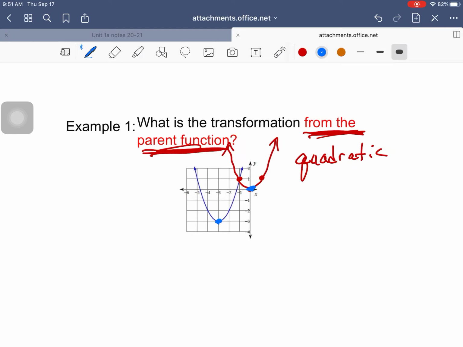So we have the minimum point. We have to talk about transformations. Transformations are left, right, up, down, reflection, and dilation. You can either make it wider or narrower. First, we go left, right, up, and down. Actually, let me stop. First, we should look at, is there a reflection?